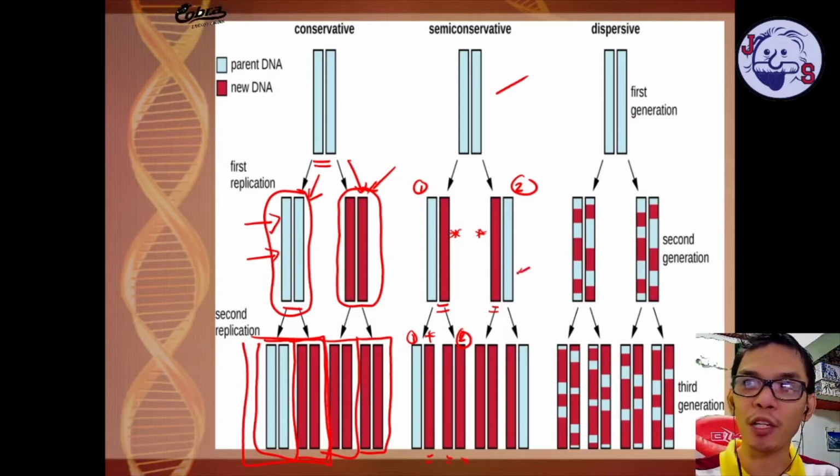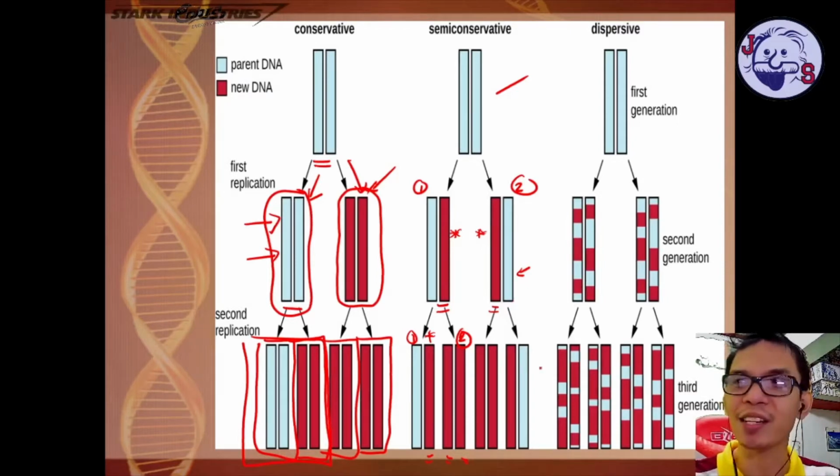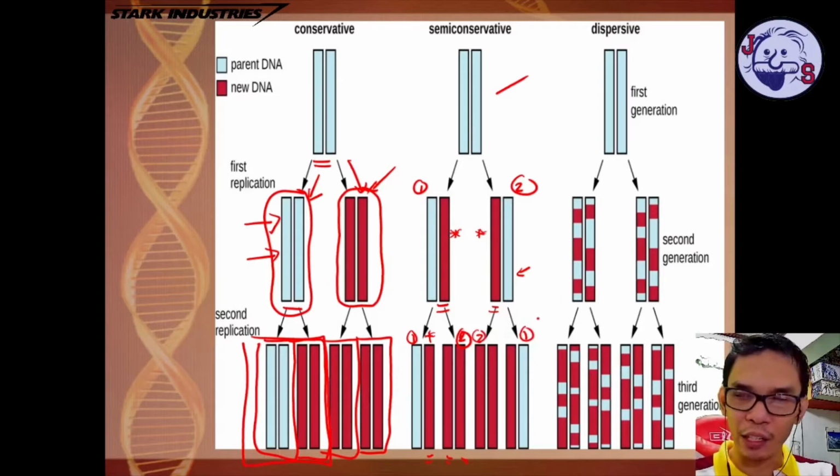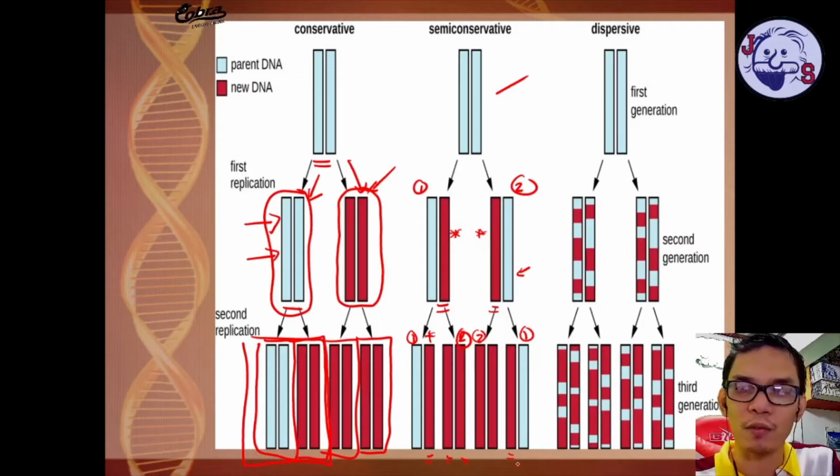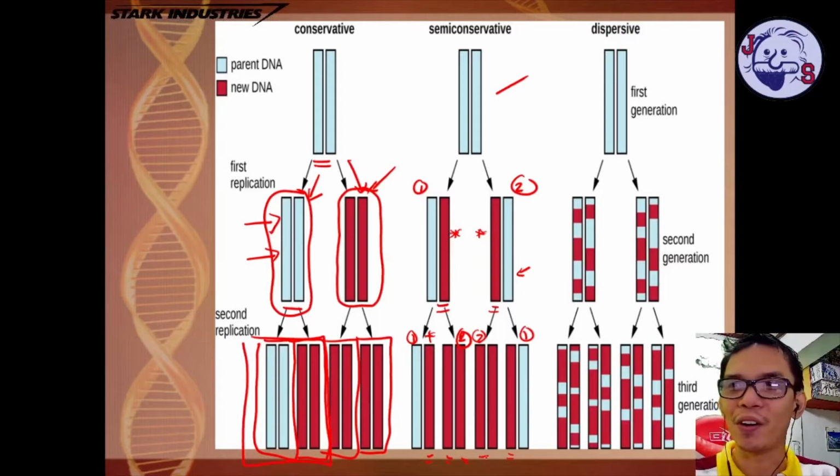So the parent DNA molecule will follow the same process. It will split up, one here and another one on the other side, and it will synthesize a new strand over here. The red ones will obviously produce a red one. All right, so that's what we meant by the semi-conservative method or model that we have right here.